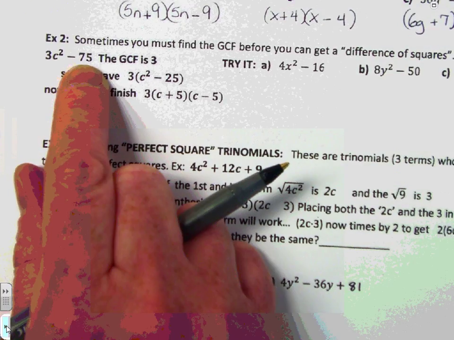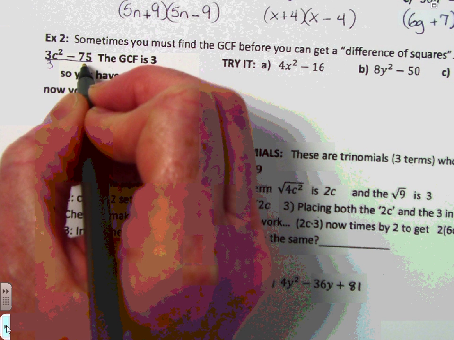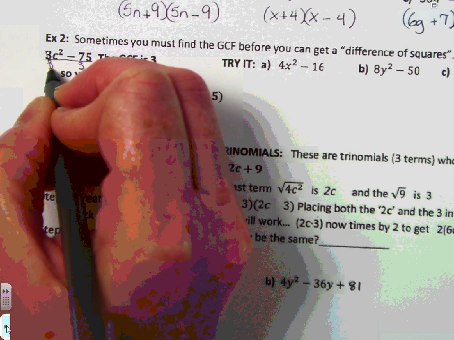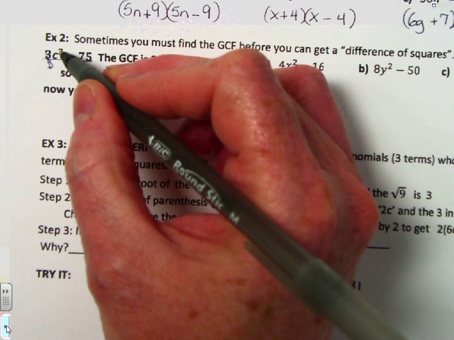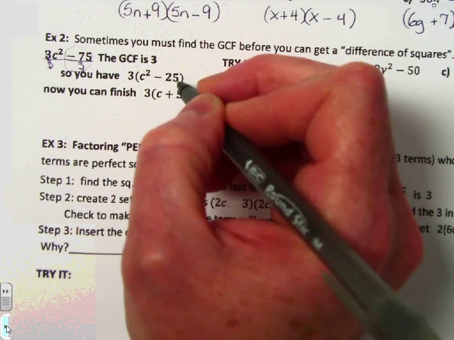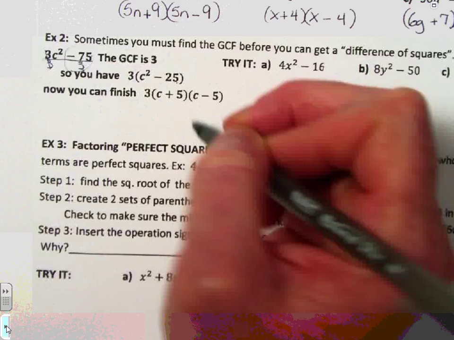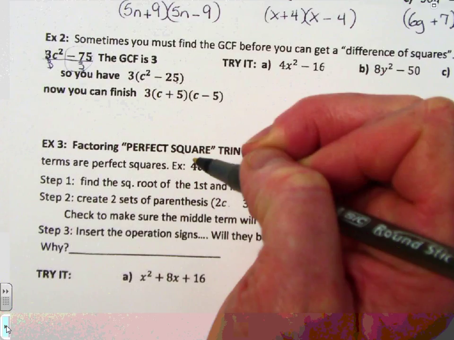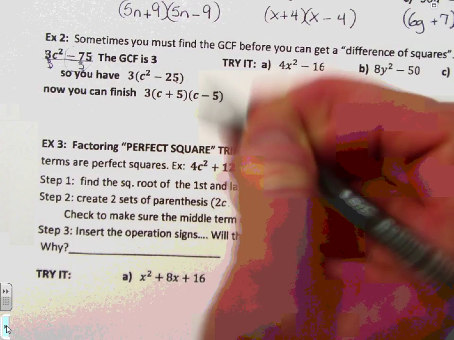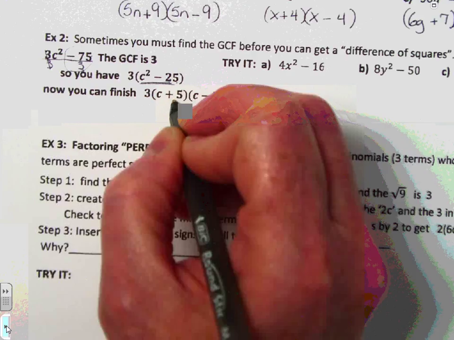So I'm going to put 3 out in front as the greatest common factor. And then when I divide by my greatest common factor, like we've been doing on these pages for the last couple of days, I would get a c squared, and 75 divided by 3 would give me a minus 25 right there. Now, is this set of parentheses a difference of squares? Yes.